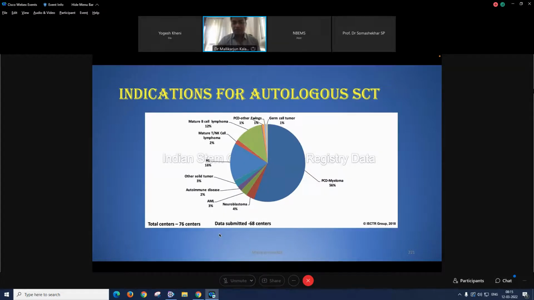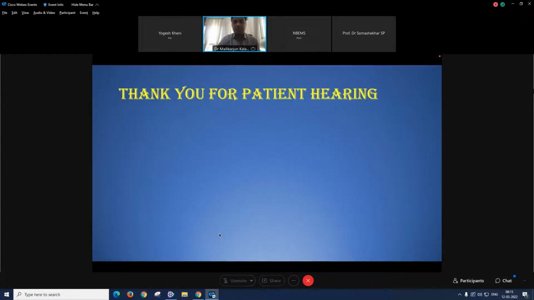So that is the indication for common autologous transplantations. I think we are about 45 minutes now, so I will stop here and let us see if there are any questions.